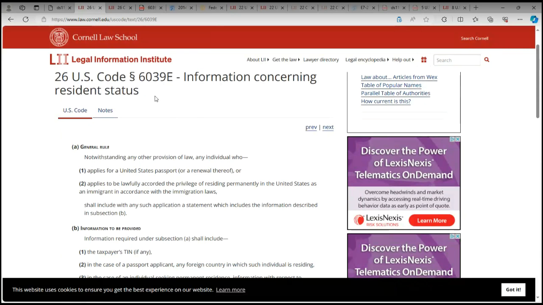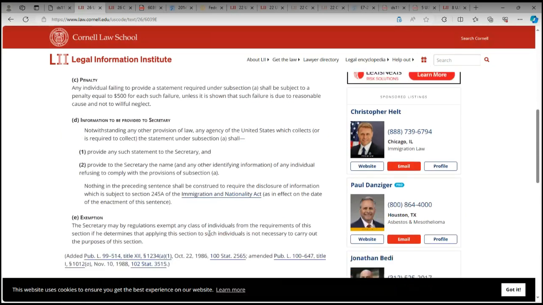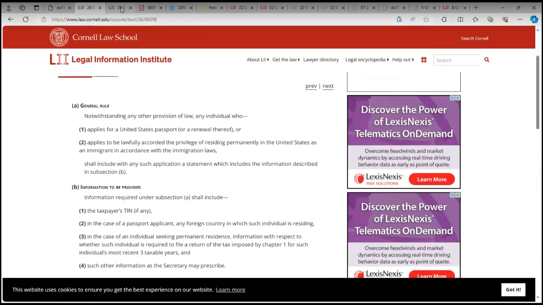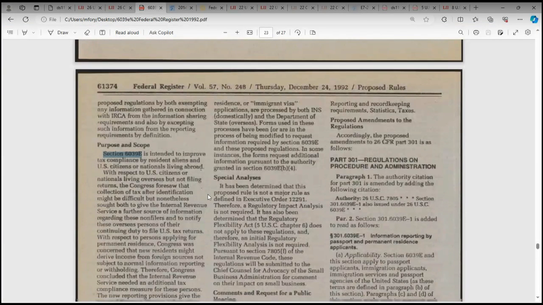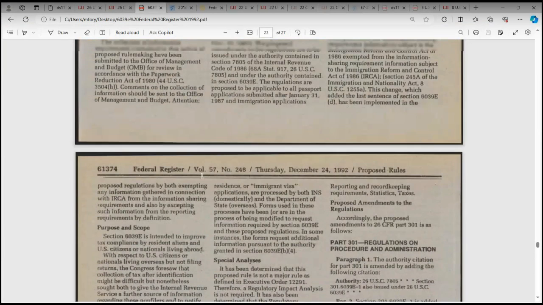Now, the original purpose for the 6039E was for expatriates, people who have left this country and are domiciled somewhere else. This is why they're asking for foreign information, foreign addresses, and giving you the opportunity to come back home. This is the original intent of Congress, but it was amended. All right? So now let's see what they amended. Then there are two amendments, right? One in 1992 and the other one is 1996.